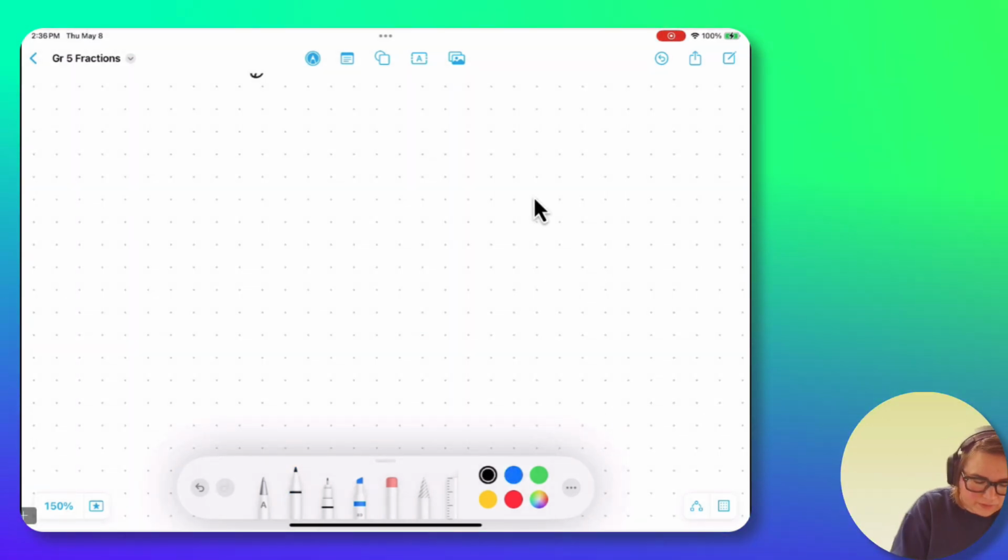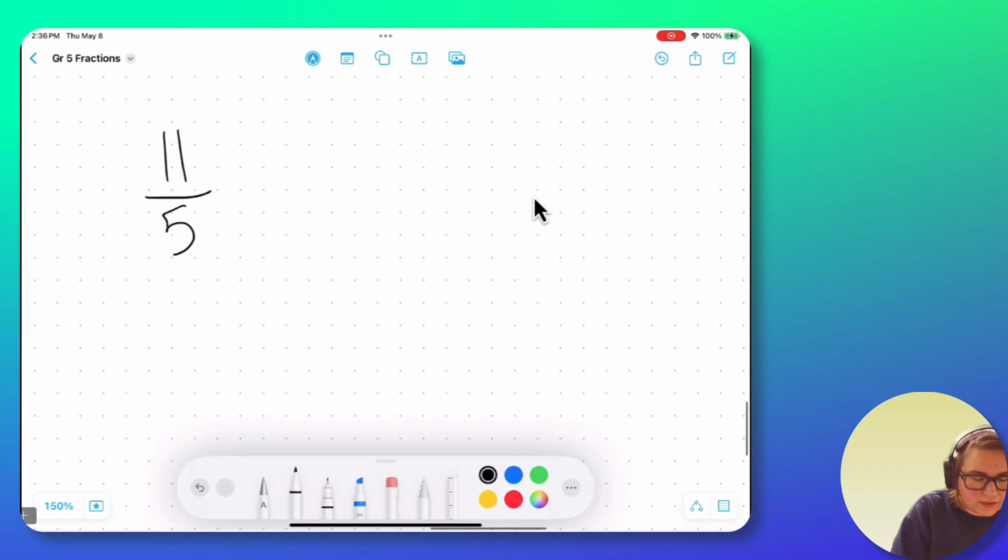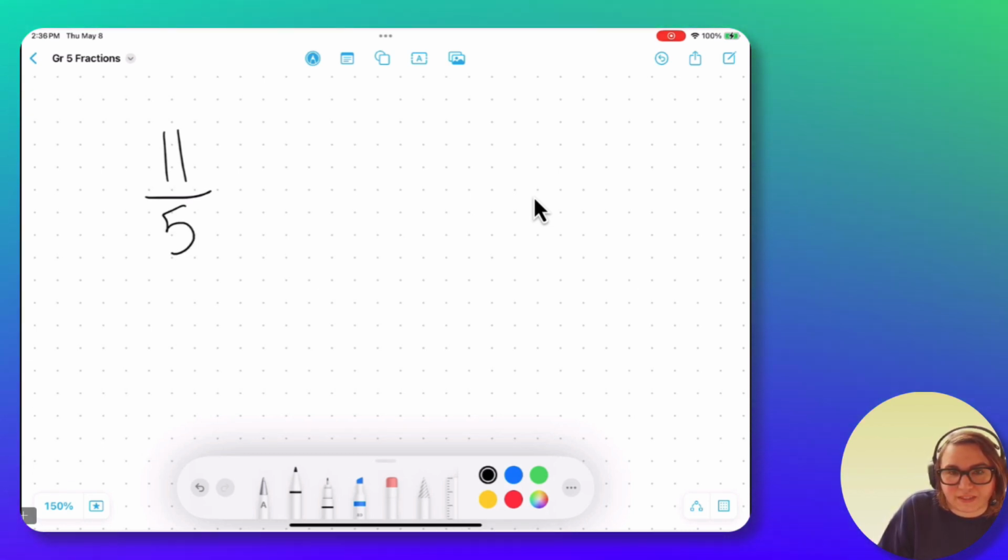Here's another example of this kind of work. It's the one that's in Mathology. They introduce the number 11/5. And so we want to ask the students, is this mixed or improper?